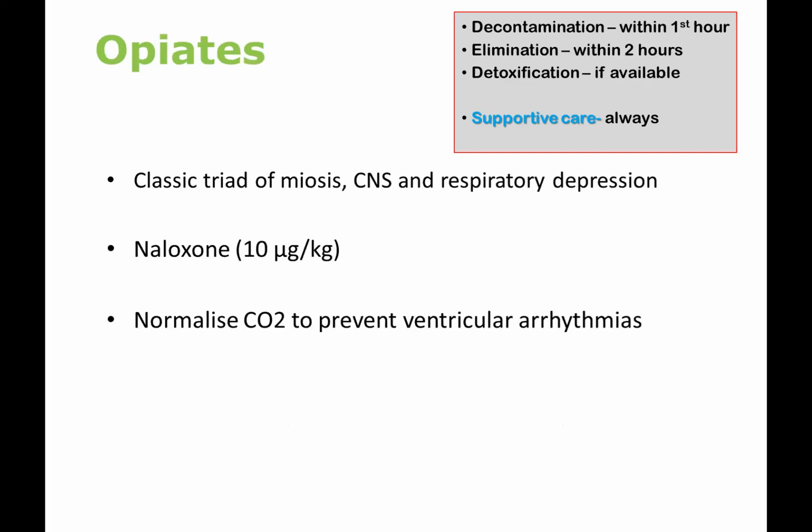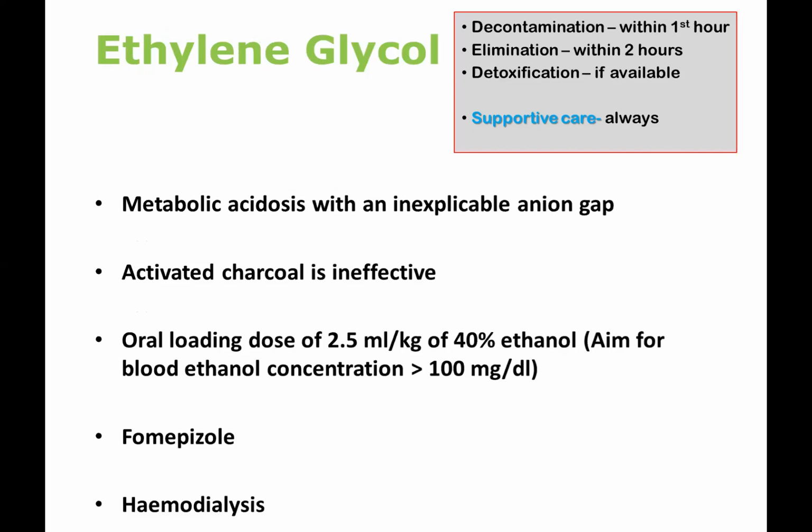Opiates can cause respiratory depression and cardiac depression. Naloxone is the antidote. And normalizing carbon dioxide prevents ventricular arrhythmias with opioids. Ethylene glycol is a chemical substance. It is used in vehicle anti-freeze chemicals and radiator coolants. It causes metabolic acidosis in patients, and activated charcoal is ineffective. Ethanol is the treatment, but IV ethanol is not freely available in most hospitals.